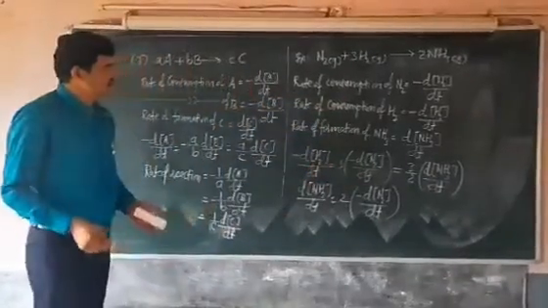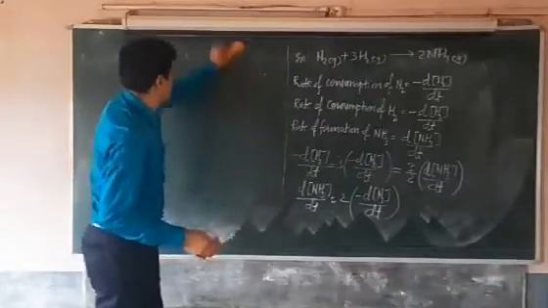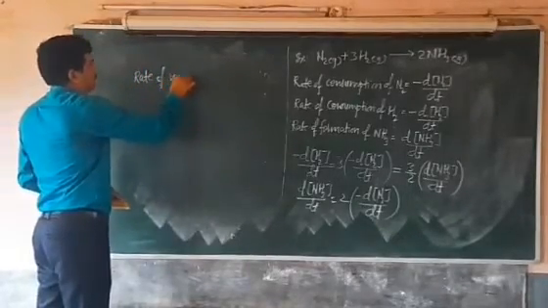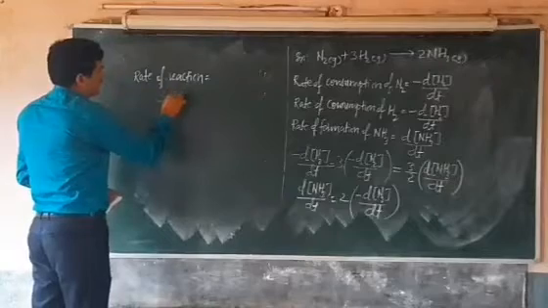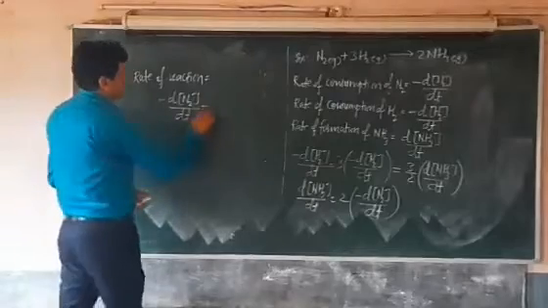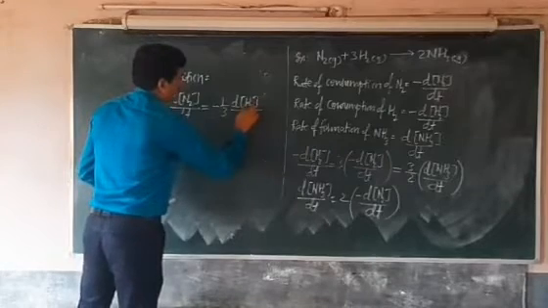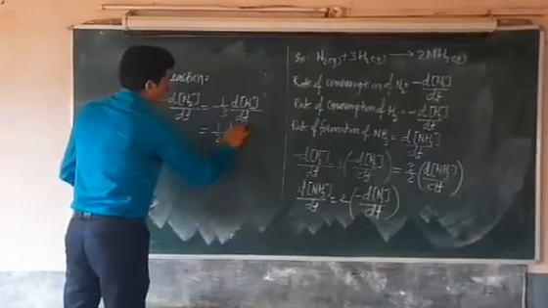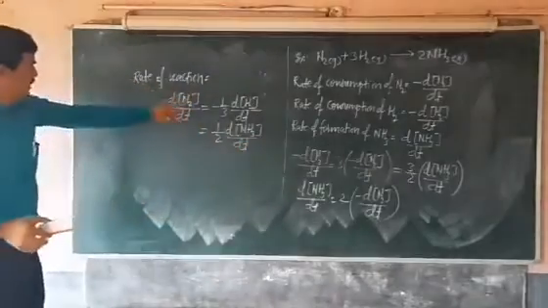But what will be the overall rate of the reaction? The rate of this reaction will be equal to minus dN2 by dt, or it is equal to minus 1 by 3 dH2 by dt, or it is equal to 1 by 2 dNH3 by dt. So the rate of reaction is given in this way.